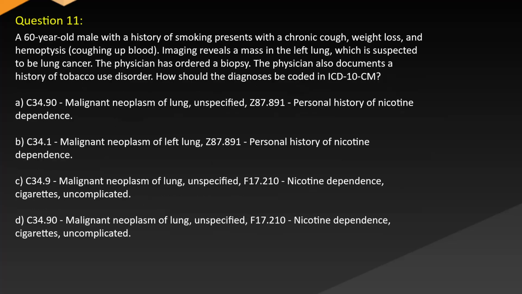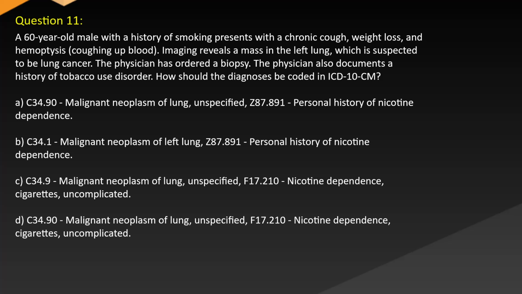Question 11. A 60-year-old male with a history of smoking presents with a chronic cough, weight loss, and hemoptysis, coughing up blood. Imaging reveals a mass in the left lung, which is suspected to be lung cancer. The physician has ordered a biopsy. The physician also documents a history of tobacco use disorder. How should the diagnosis be coded in ICD-10-CM?